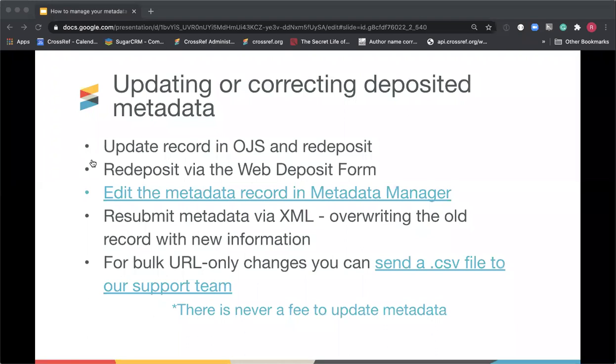We also had some questions yesterday about updating the URLs. So say nothing has changed about the papers you publish, bar the fact that they're being hosted on a new website. You can send a CSV file to our support team, which contains your DOIs and the new links that those DOIs should point to, and we'll make that update for you.